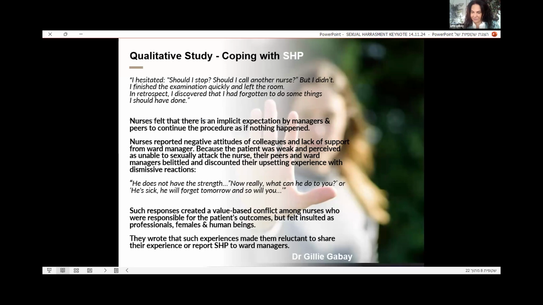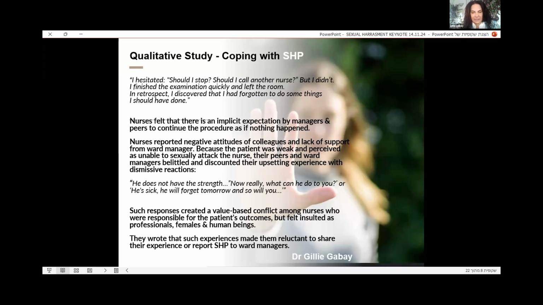if nothing happened. Nurses especially reported negative attitudes of colleagues and lack of support from the ward managers. Because the patient was weak and perceived as unable to sexually attack the nurse, their peers and ward managers belittled and discounted their upsetting experience with dismissive actions. For example, they said, "He doesn't have the strength. Now really, what can he do to you?" Or, "He's sick. He'll forget tomorrow, and so will you."